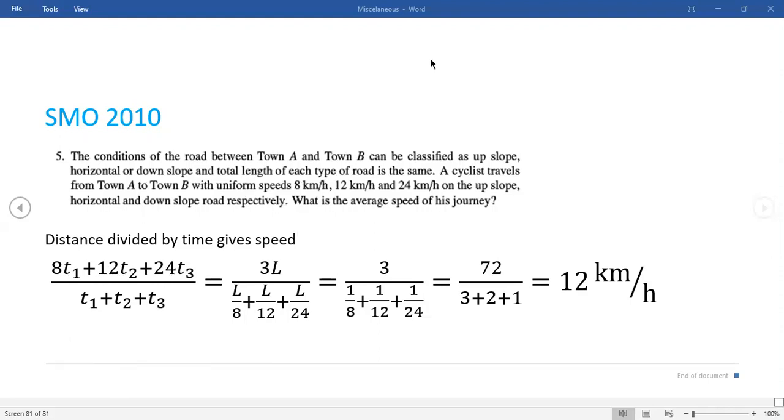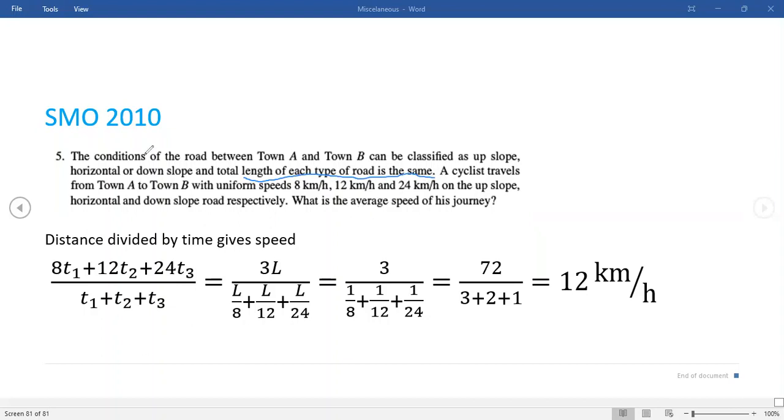But notice they tell you right here that they use the word length here, kind of an odd usage, distance really, but I guess it's just a manner of wording here. But they tell you right here that the length of each road type is the same. Okay, it's the same distance they're saying. The uphill distance is the same as the flat distance is the same as the downhill distance.